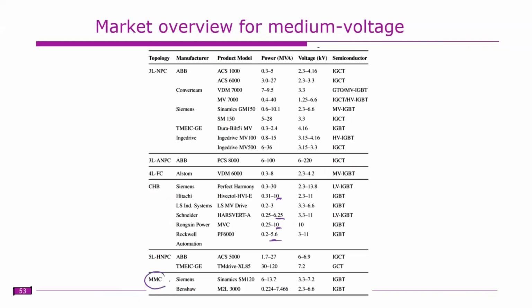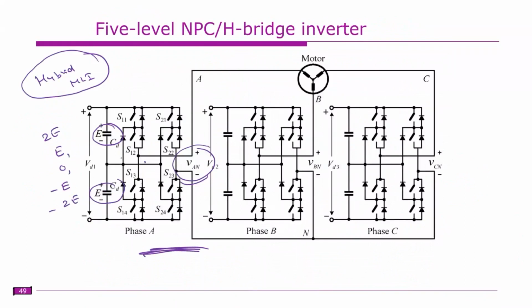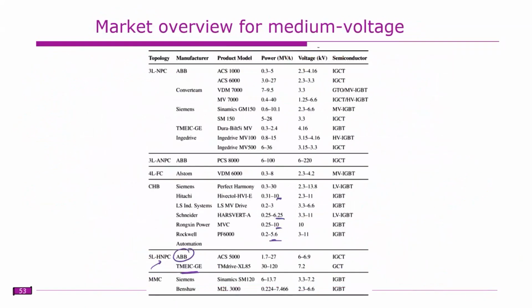This is the modular multilevel converter. This is not required; we will discuss it in later classes. This is HNPC, hybrid NPC. We have seen this, right? Instead of the H-bridge, we have a single-phase neutral point clamped. ABB has this, and GE is also manufacturing that one. This is the one we are talking about, the 5-level HNPC, hybrid neutral point clamped. So these are the different market overview of medium voltage drives.